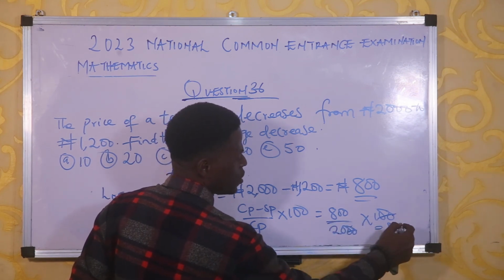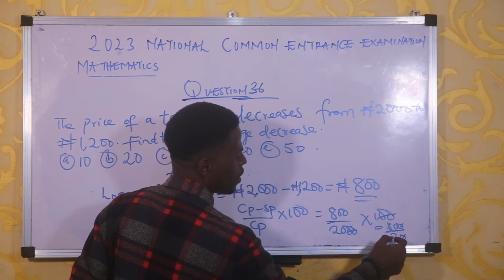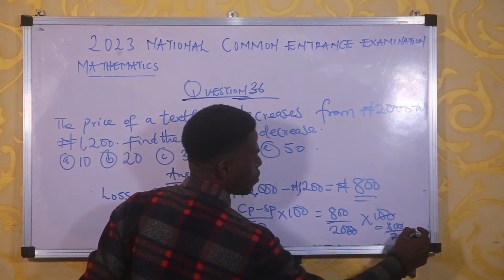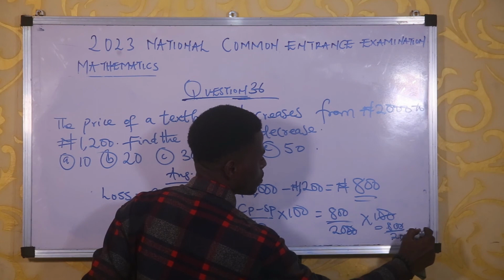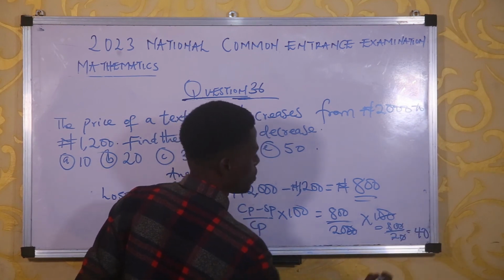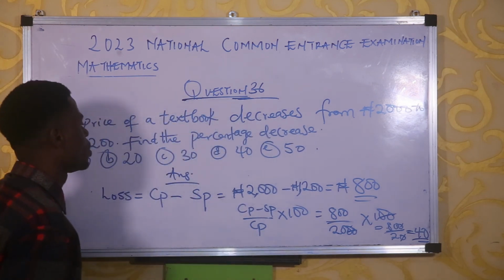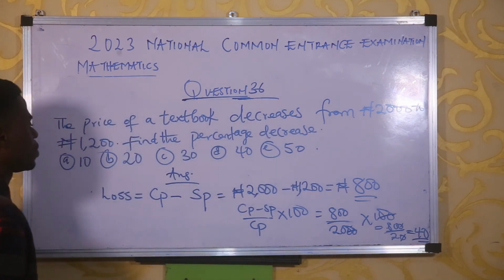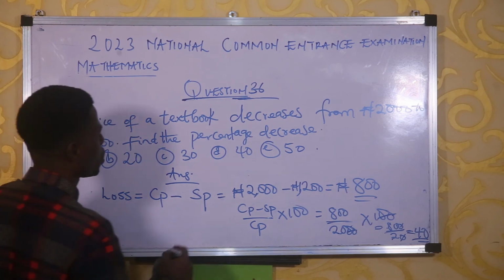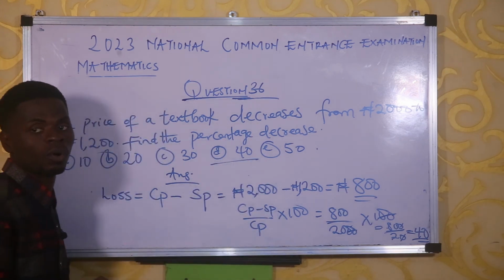So 0 cancels 0. 80 divided by 2 will give us 40. So in this place, our answer, the percentage, is 40. So our answer is option D, which is 40.